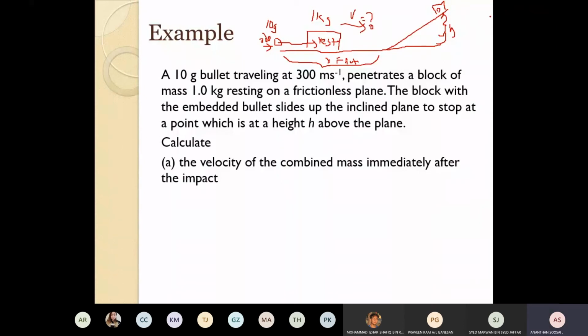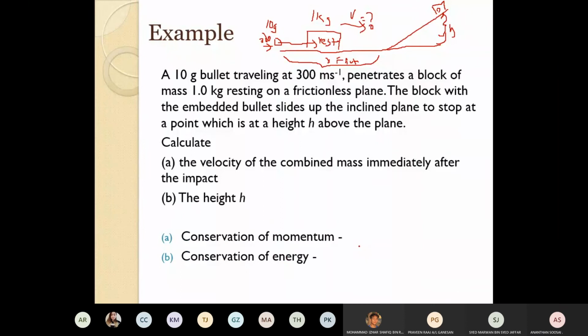How do you find this? This is conservation of momentum. You can use the momentum, then find the height. A: use conservation of momentum. This type of question was in the tutorial too. So based on conservation of momentum for A, then for B you use conservation of energy. Give it a try. Give me the answer. Anyone? What is the answer for A?